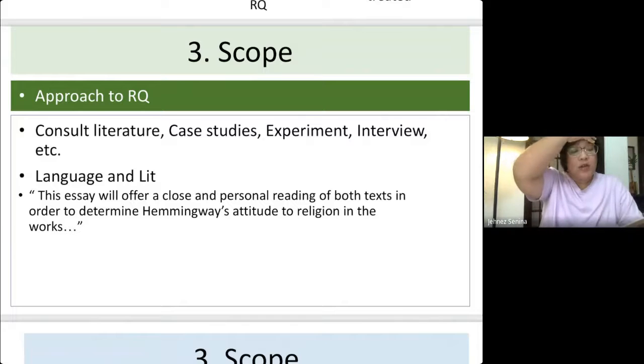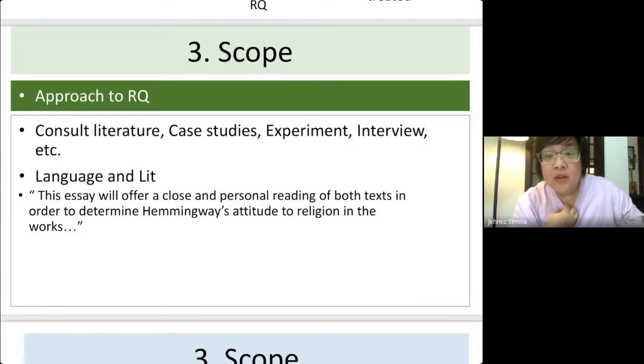Examples. Can you please look at the subject that's appropriate to your essay? For literature, we're looking at Laura, Kehoe and Ariel. So three of you, have a look at the example, please. How do you write the scope for a literature essay? You will write, this essay will offer a close and personal reading of the text in order to determine the author's attitude to religion in the works.